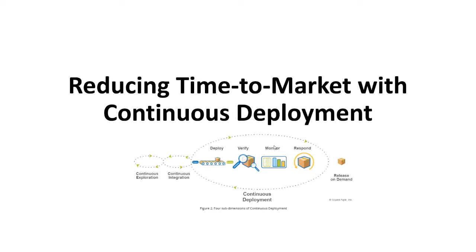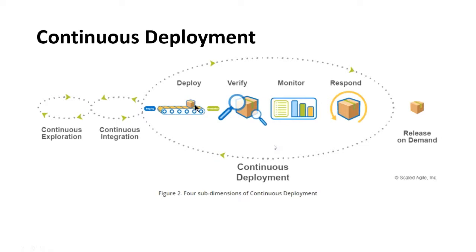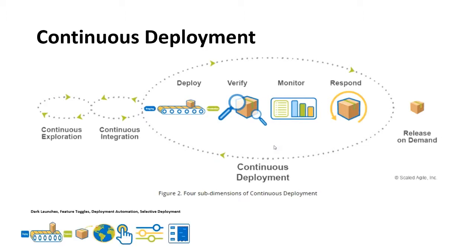And so let's dive into this a little bit. So here's a bigger view of the 4 subdimensions in the continuous deployment cycle: deploy, verify, monitor, and respond. So we're going to deploy to production, but we're going to do it in what's called a dark launch way.